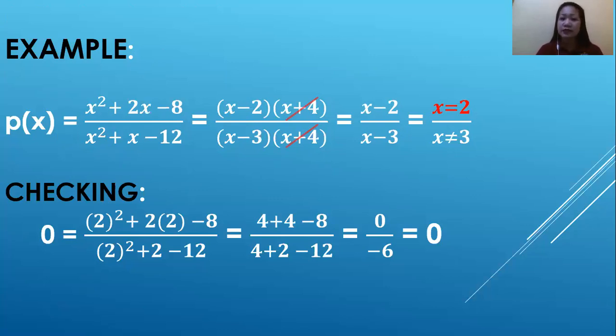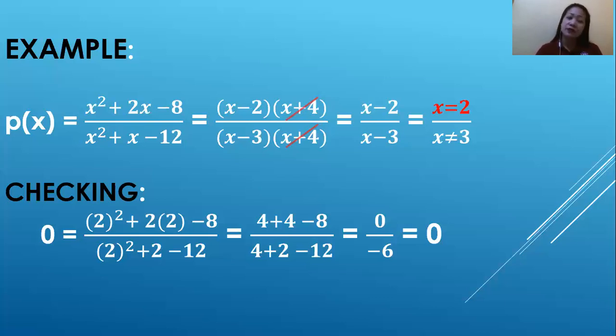Take note, students, the denominator could not be equal to 0. Why? It will be undefined. So therefore, we have a condition here that x should not be equal to 3. Okay, let us equate the numerator to 0. So x minus 2 is equal to 0. Therefore, x is equal to positive 2.